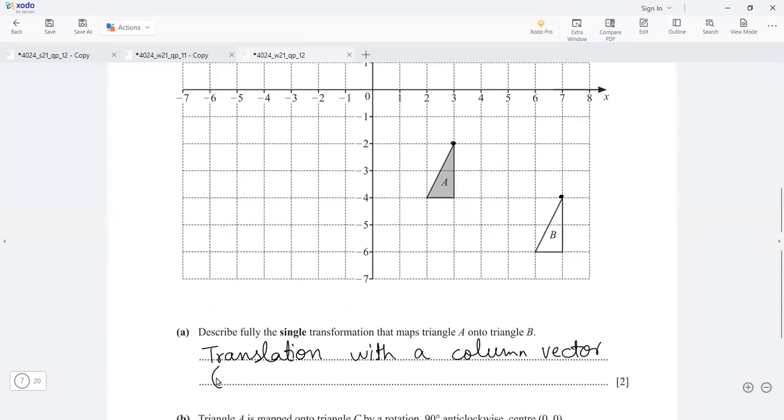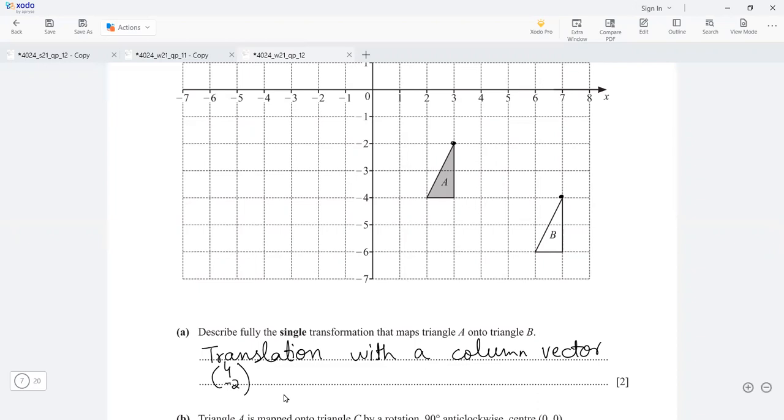So how many units have we shifted? 4 units towards the right. And what about whether we have shifted downwards or upwards? If we shift upwards, the value of y will be positive. When we shift downwards, how many units have we shifted? We have shifted 2 units downwards. So we can write 4 and -2 as a column vector. I hope you understand this.